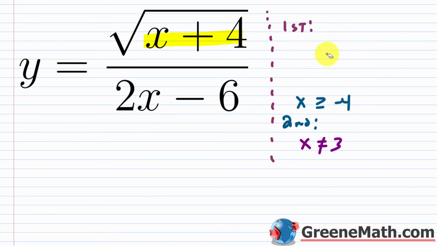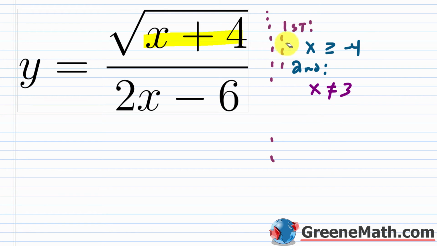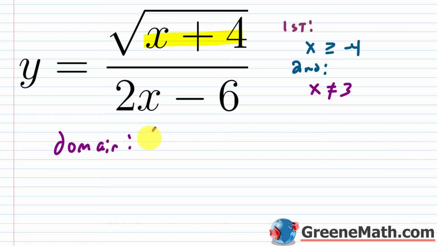And let's combine these two conditions. So first, x has to be greater than or equal to negative 4. And then second, x can't be 3. Okay, so for the domain, let's write out that it's the set of all x such that x is greater than or equal to negative 4. I'm also going to put that x cannot be 3.